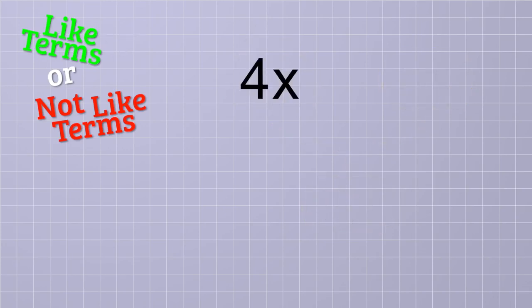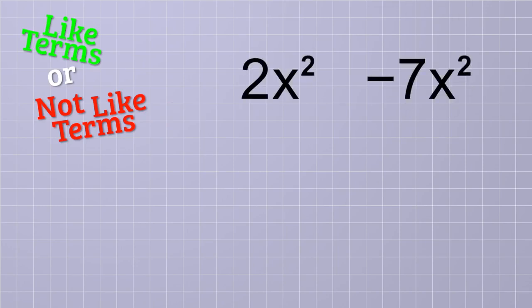Next up, we have 4x and 5y. Are these like terms? Well, they're both first-degree terms, but since the variables are different letters, they are not like terms. That means we can't combine them. Okay, but what about these terms? 2x squared and negative 7x squared.